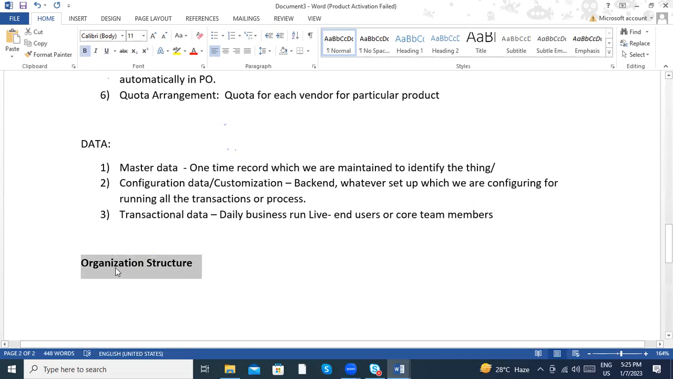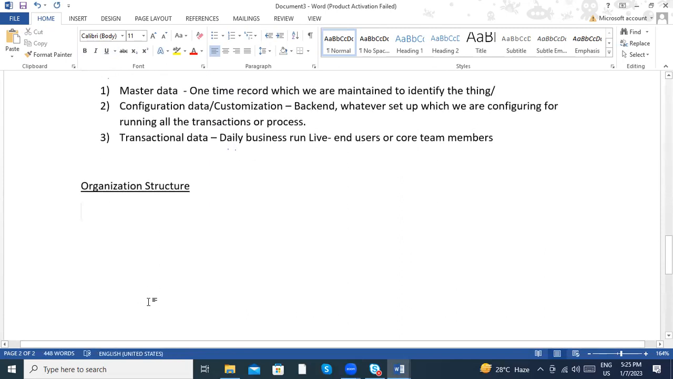What is the organization structure here? It is the client to company structure. If you're talking about the company at a high level, the hierarchy is: we have the Reliance Group, and under this Reliance Group, we have Reliance Petrol, Reliance Communication, Reliance Digital. So, different company codes.